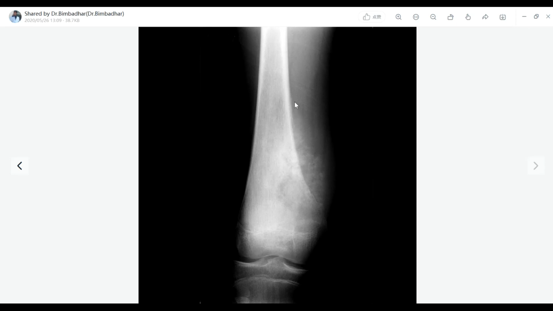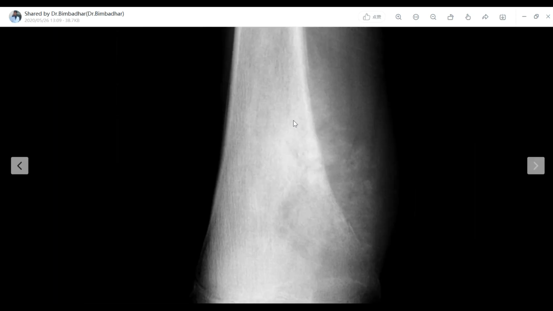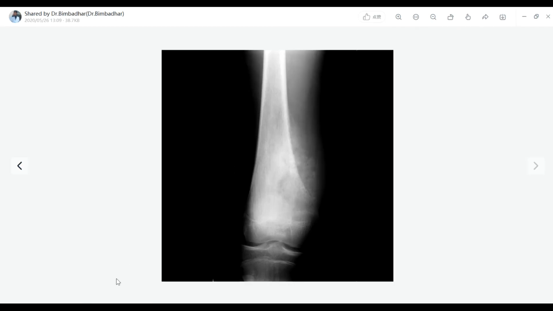And you see here, when you look close enough, this is the laminated periosteum, and you can see there is a more increased density of the periosteum. So this one is called a Codman's triangle. Yes, it is called a Codman's triangle. Codman's triangle is an area of periosteal reaction forming a triangular shaped density with the surface of the periosteum. Okay, right? Very simple. It is not difficult to understand.